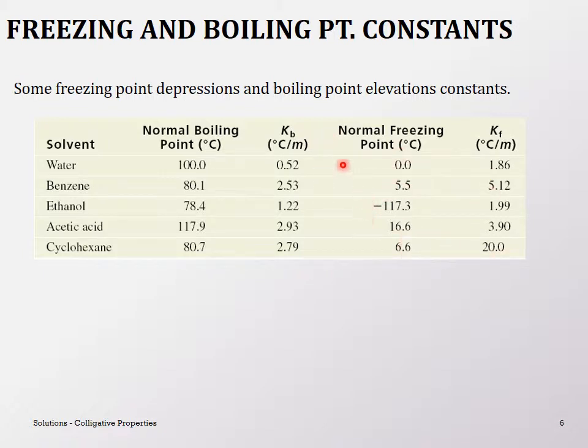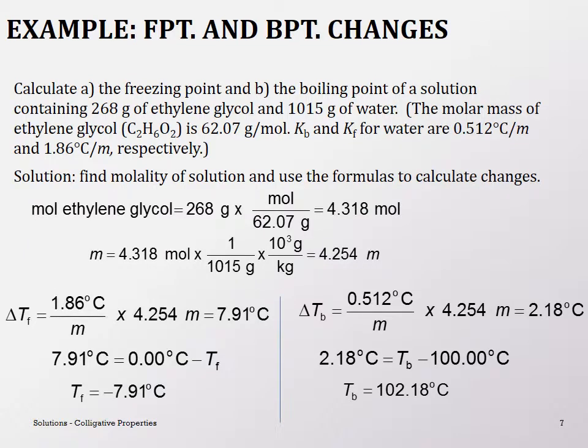Okay, and look at the units of Kb and Kf. They're both degrees Celsius over molality. Okay, and so because remember in our formula we have molality as well. Okay, so that's how you find out the change in the temperature. So let's do an example. Of course, nothing is complete without an example. So let's do one, which is calculate the freezing point and boiling point elevation of a solution that has 268 grams of ethylene glycol and 1015 grams of water.